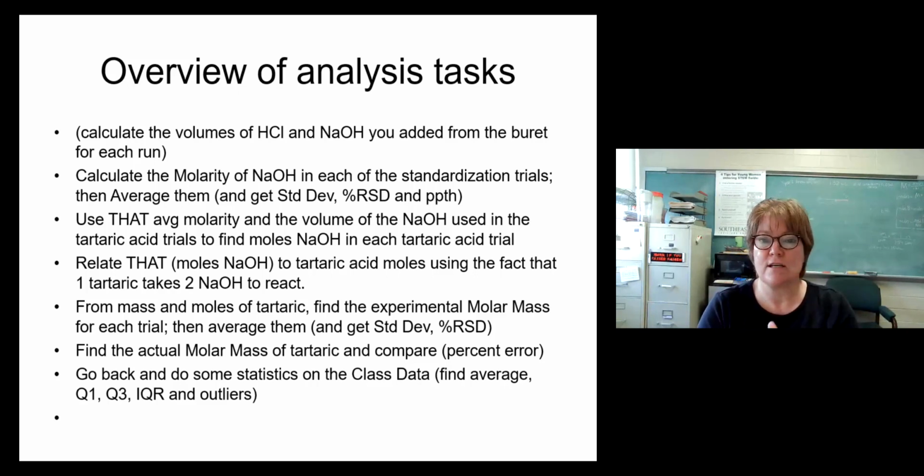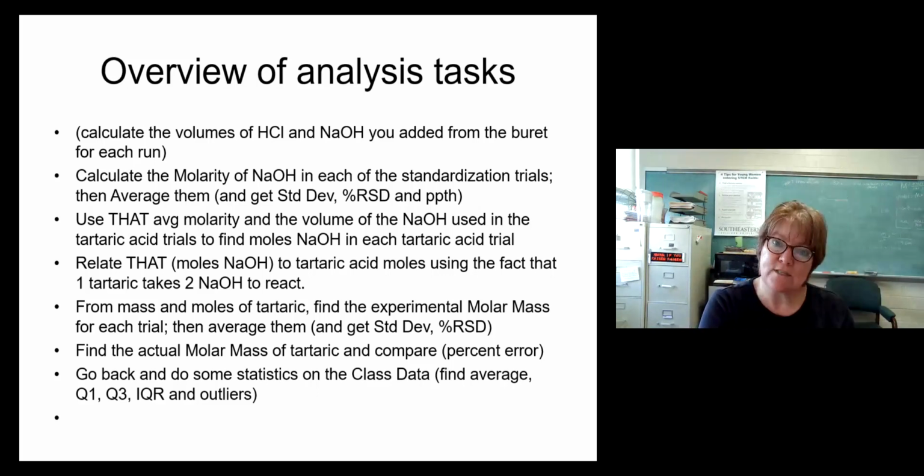Now first, you're just going to calculate the molarity of your 3 runs. So you get the concentration of NaOH for each of those 3 trials. Maybe you did 4. And from that, then you can get an average. So we're going to use that average in the next part. You're also going to need to get some statistical things like standard deviation, percent relative standard deviation, and part per thousand error. And so we'll talk about how to do those. So you basically do the titration formula, get a molarity, average, get some statistic on it.